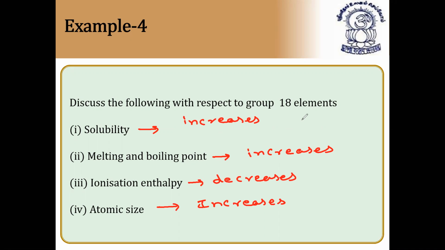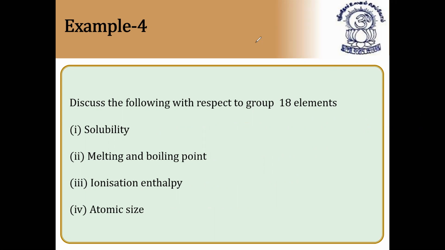Helium has the lowest melting point. What is the melting point of helium? Helium has the lowest melting point. It is 4.2 K. I think it is the boiling point. 4.2 Kelvin is a temperature that is very difficult to attain. I hope it is clear. Next question.